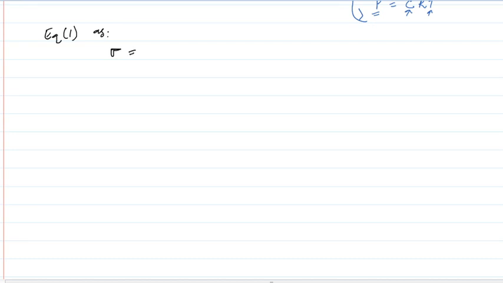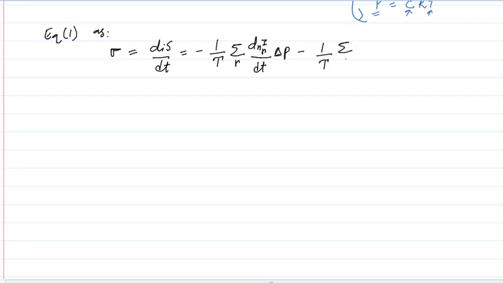Now the rate of entropy production, which is sigma = dS/dt, will then be equal to minus 1 upon T summation over gamma of dn gamma for the first compartment, or first phase, upon dt times delta P, minus 1 upon T summation over gamma of z gamma F dn gamma first upon dt times delta phi.